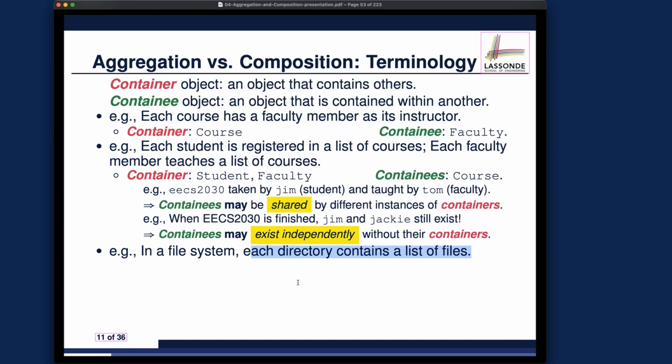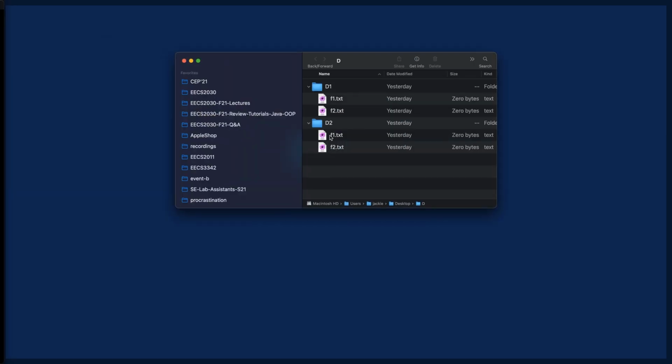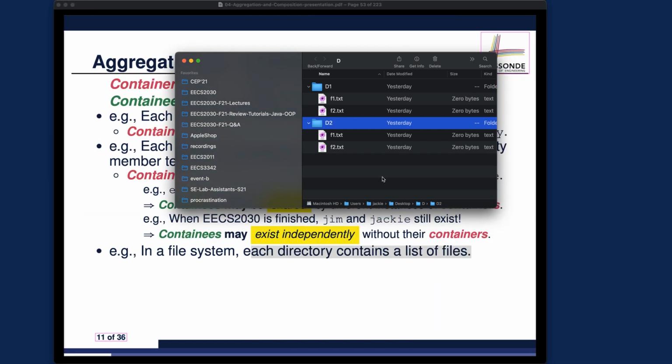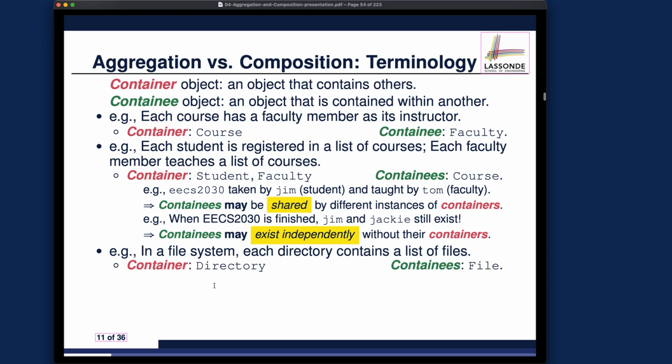So file system, in this case, is a very typical example for composition. And in some way, you can see we don't really share any files. You can see this F1 here is exclusively owned, we say, by its directory over here. So F1, this file here, is not really shared by D2. That's a very typical indication that you should use composition when there's no sharing. So the container in this case will be the directory, which contains a list of files, which will be the containees.